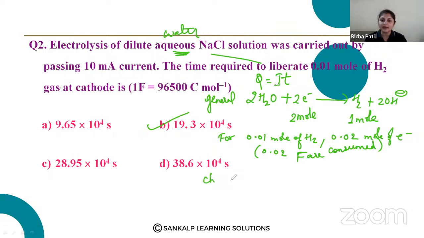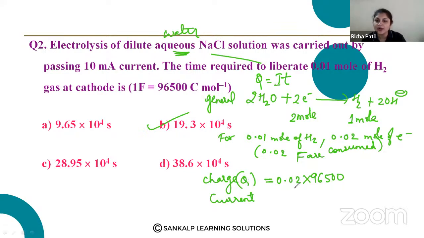So the charge which is required, that is Q, is given as 0.02 into Faraday's constant, so that is 96,500. Now current is what? This is your charge, and charge you represent as 0.02 into your Faraday's constant.